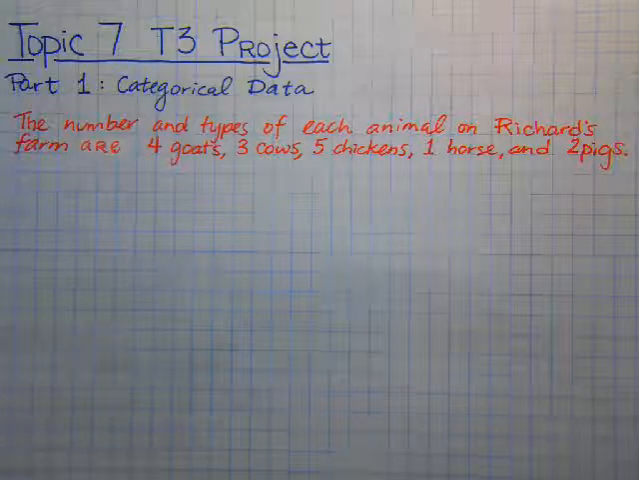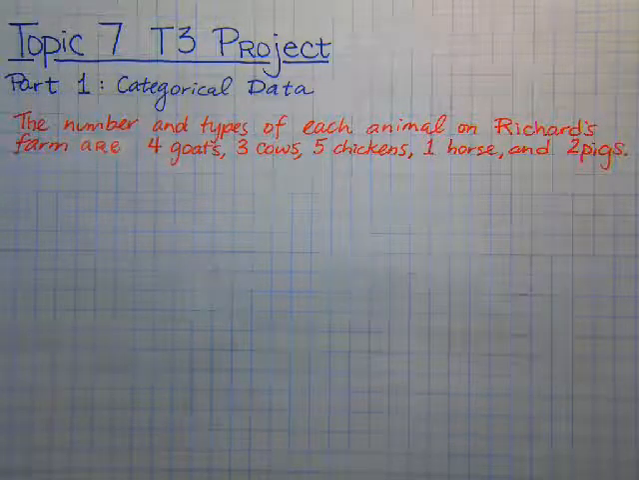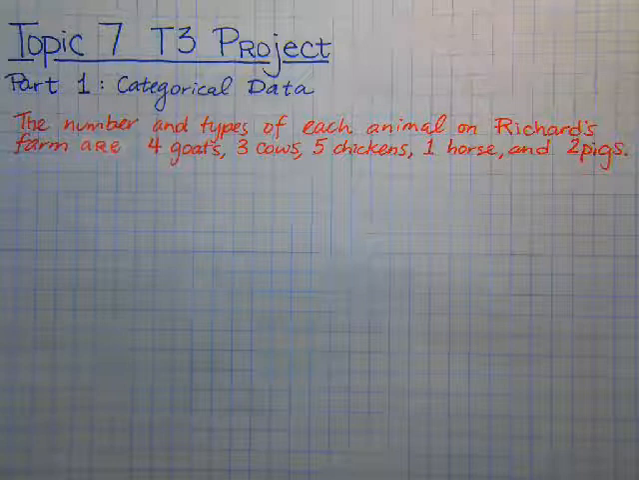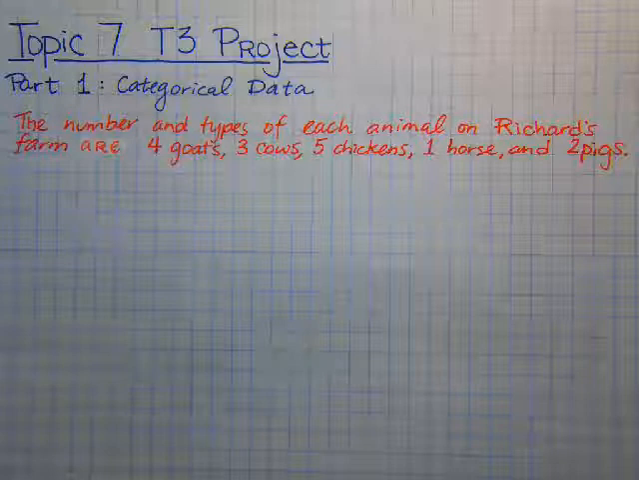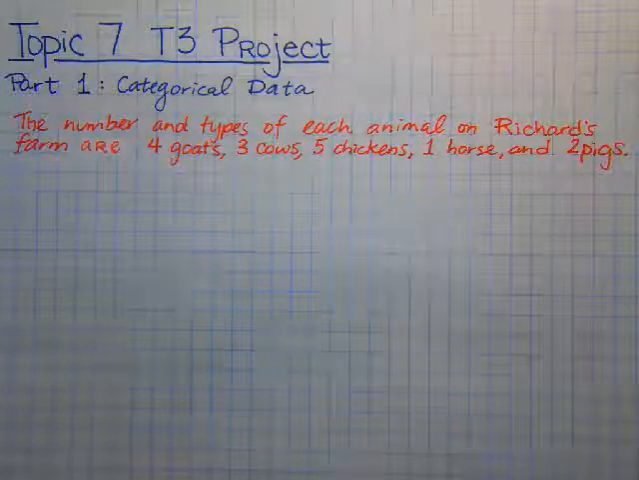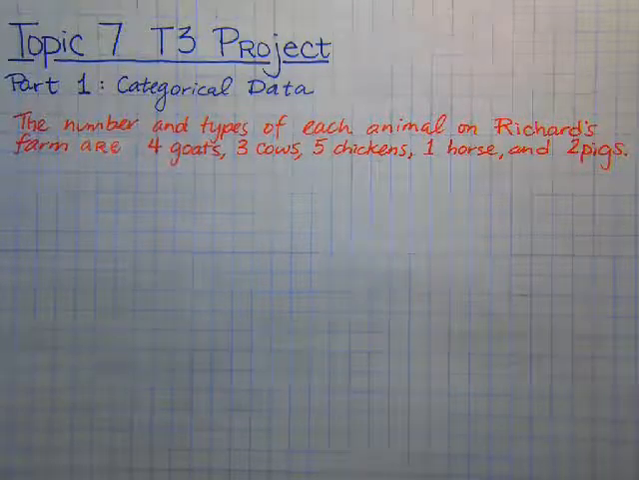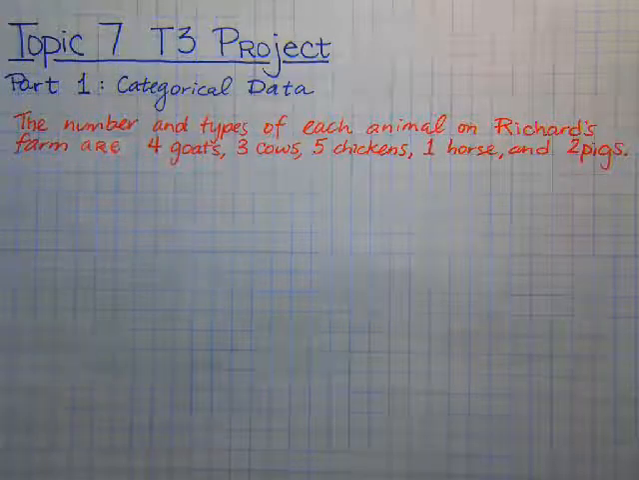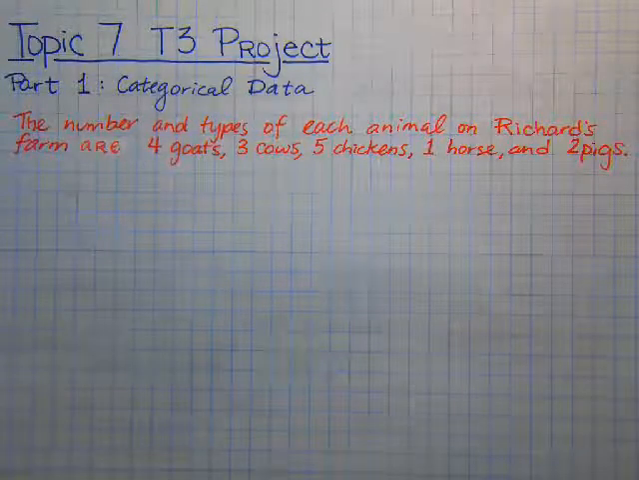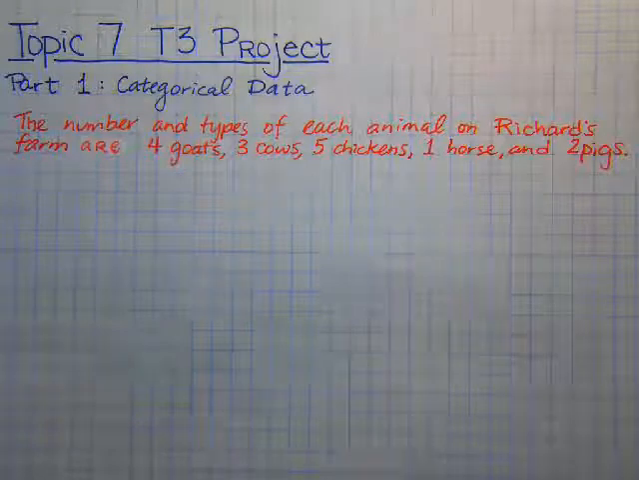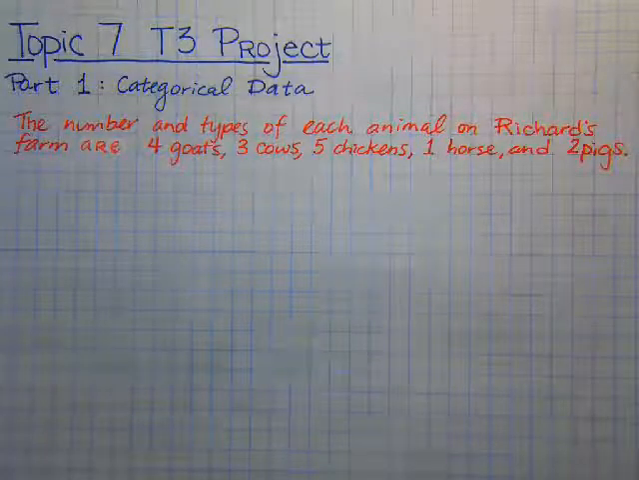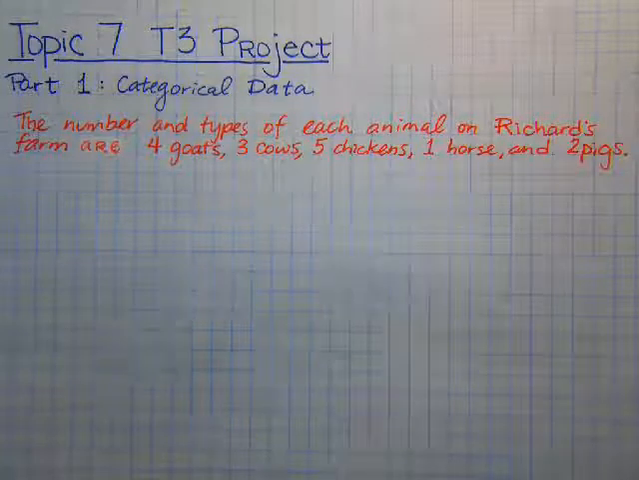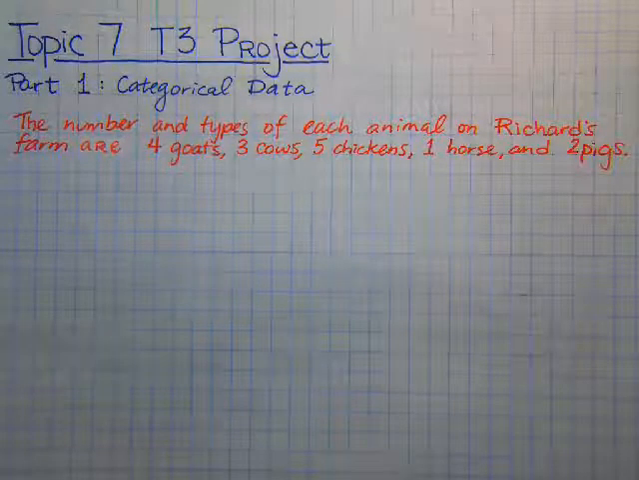So I've broken it into the sections just like on the test and on the project. So we are looking at part 1, categorical data, right now. And what I know is that the number and types of each animal on Richard's farm are 4 goats, 2 cows, 5 chickens, 1 horse, and 2 pigs. And you might have to tally these if it's given to you in a table, but here he just told me how many of each type of animal he had.